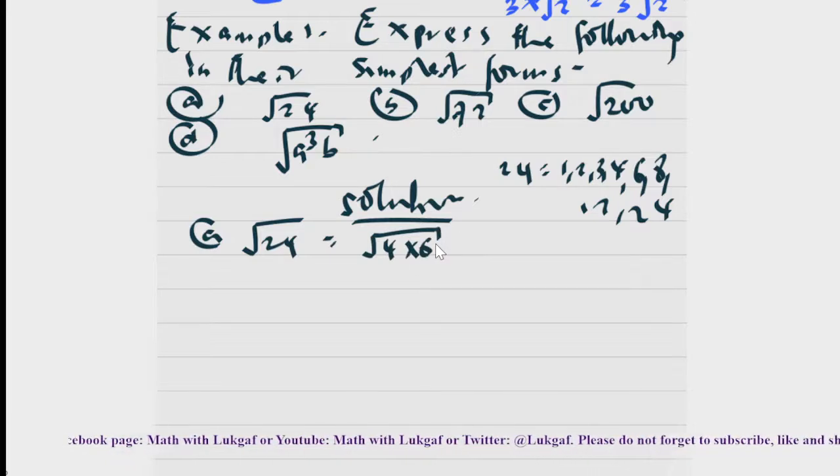So the knowledge behind using a perfect square is that we can actually find the square root of a perfect square.